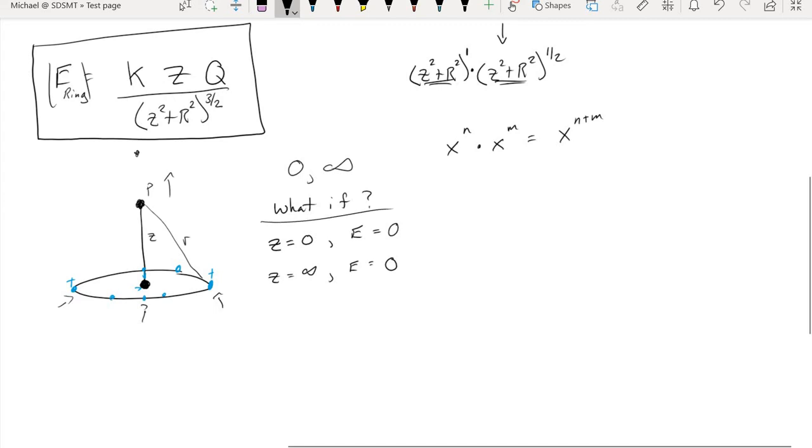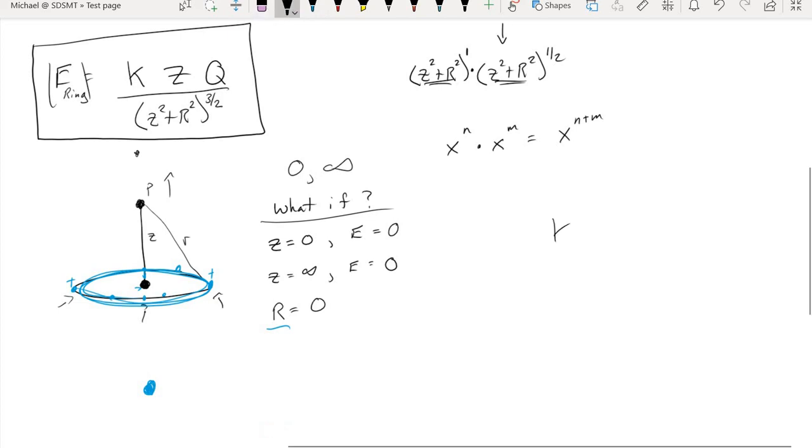So what if we tried that with R? What if we let R go to 0? So if R goes to 0, this means that we're going to collapse this ring down to a single point in space. We're going to take all the charge that is currently distributed around this ring, and we're going to collapse it down to a single point. That's what we're doing by allowing R to equal 0.